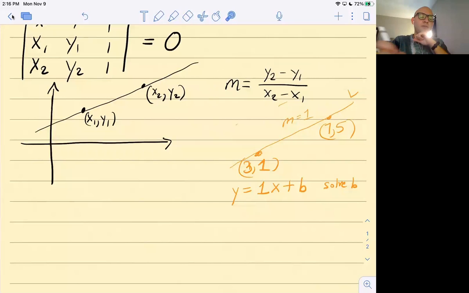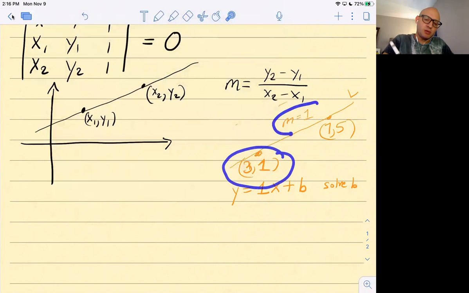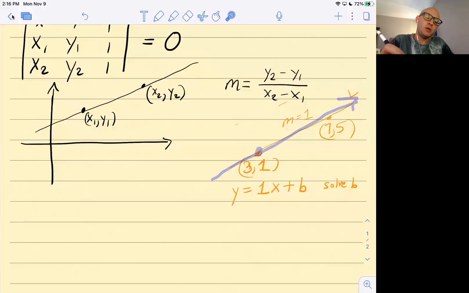Okay, so this is one way to do it. Does anyone remember how we do point slope form? There's a general formula for point slope form. Point slope form tells you if you have a point and a slope, like in this case, we know 3, 1, and we know m equals 1. So we know it's got to go through this dot and it's got to have this slope. So we know the line.